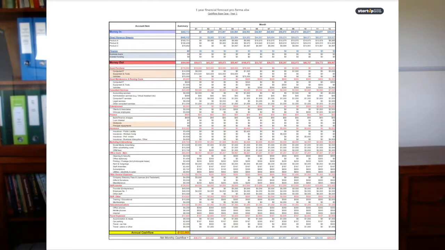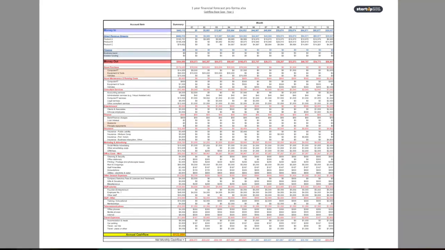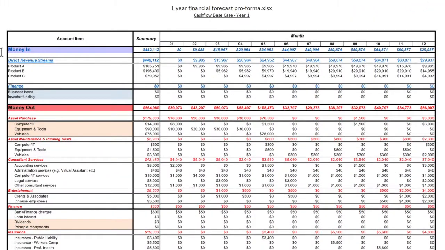Here's an example of a forecast cash flow statement. It's made up of two main headings, being money in and money out, with monthly cash forecasts done for each subheading, giving you a yearly total summary. Now, with the money in heading, I've broken that into two subheadings, being direct revenue streams, like selling products, and the other being finance, like getting a loan from the bank or even equity from investors.